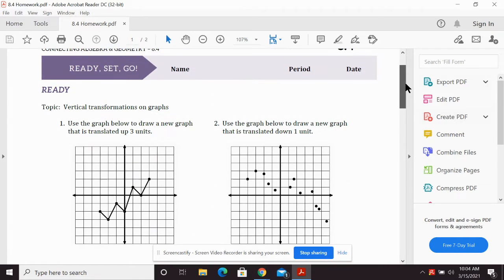1 through 4. It says vertical transformations on graphs. Use the graph below. Well, okay, we'll start with number 1. Use the graph below to draw a new graph that is translated up 3 units. So we are going up 3 units.